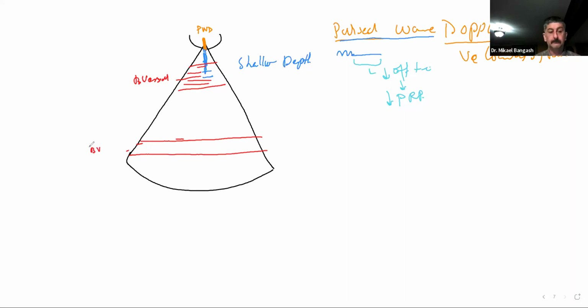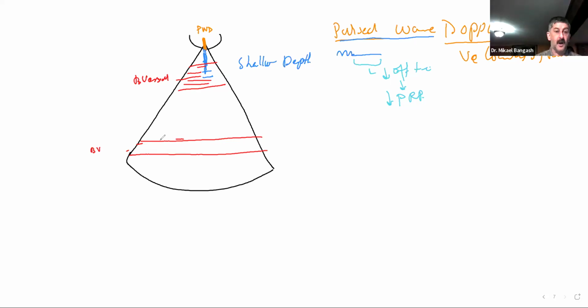Did that make sense? Okay, and we didn't have a blood vessel up here, so you kept your sample volume up here. You will not be getting any Doppler, or you will not be able to measure the velocity of blood, because the blood was flowing in a blood vessel down here. Did you guys get that?